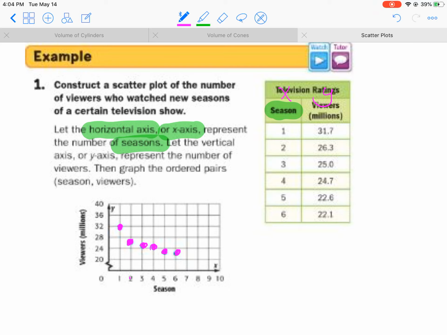That is a scatter plot. We've graphed the ordered pairs, seasons and viewers. So our ordered pair would be 1, 31.7, x, y, of course.